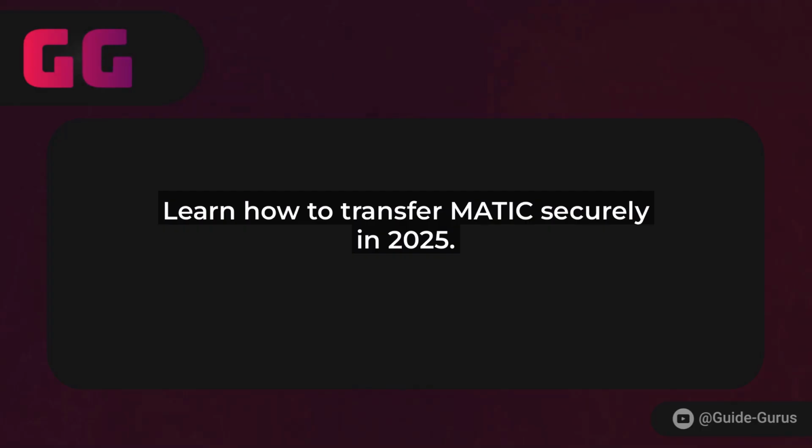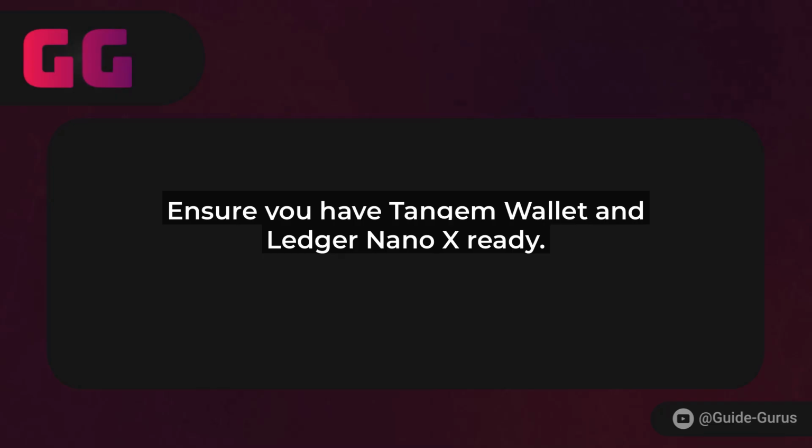If you're diving into the world of crypto in 2025, you know how important it is to securely manage your assets. Today, we're tackling a common task: transferring Modic from your Tangem wallet to a Ledger Nano X. This process is straightforward, but always remember, crypto transfers involve real money, so double-check everything to avoid any mishaps.